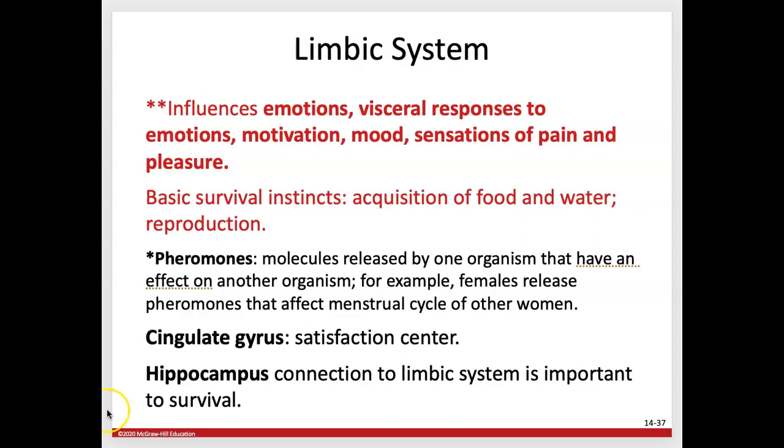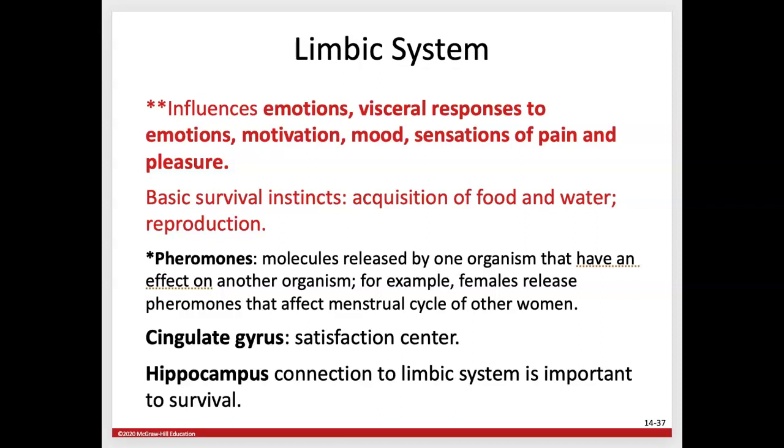And then the last part of this chapter is on the limbic system. I keep it very short and sweet on this. The limbic system is closely associated with emotions. If you remember nothing else about the limbic system, please remember that it is associated with emotions. It influences our responses to emotions, our motivation, our mood, our sensations of pain and pleasure. The limbic system is associated with our basic survival instincts, our acquisition of food and water, and reproduction.